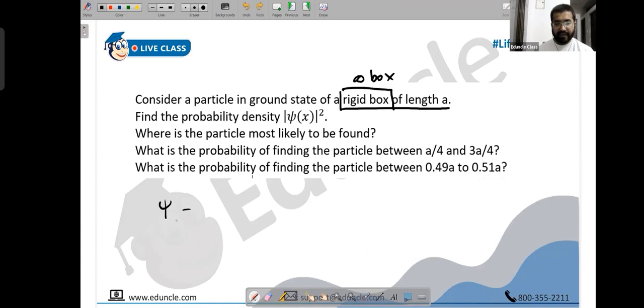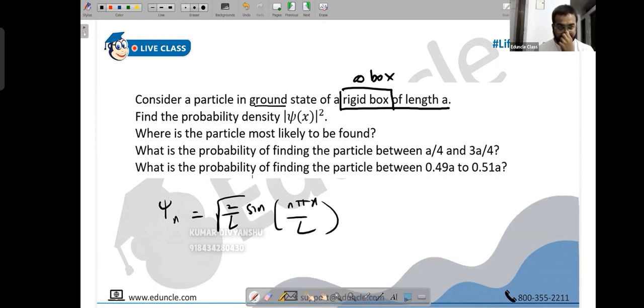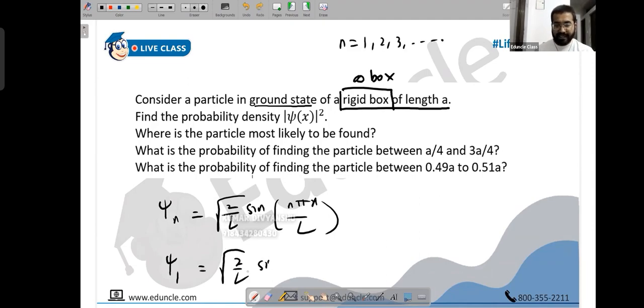So what is the wave function for a 1D box? Psi n is root of 2 by L sin(n pi x by L). But they have clearly mentioned you have to study this for the ground state, so n is 1. Remember, for a 1D box n starts from 1, while for harmonic oscillators it starts from 0. So this is root of 2 by L, with L being a, sin(pi x by a).